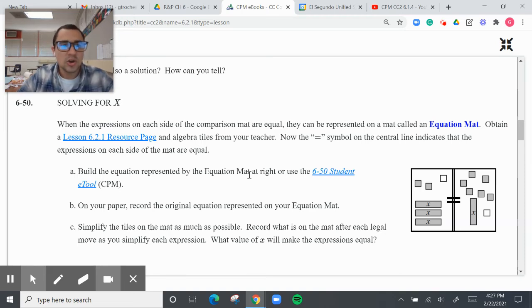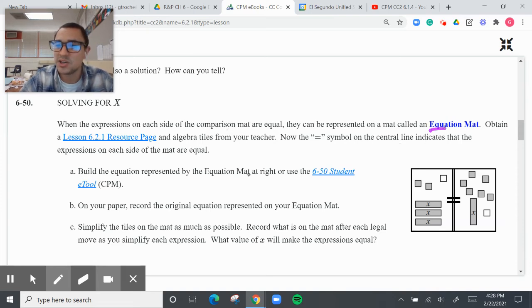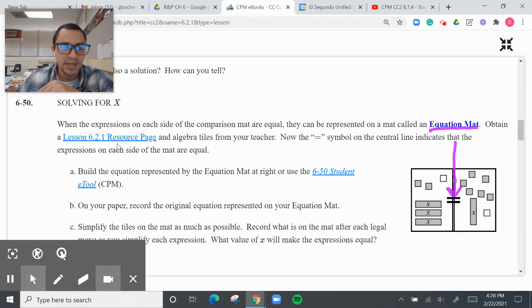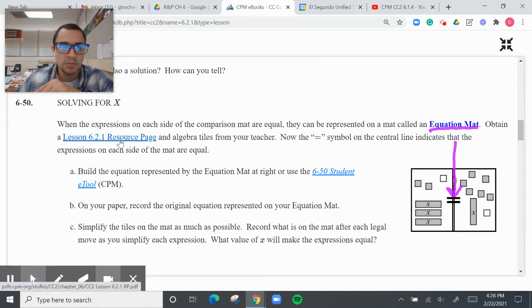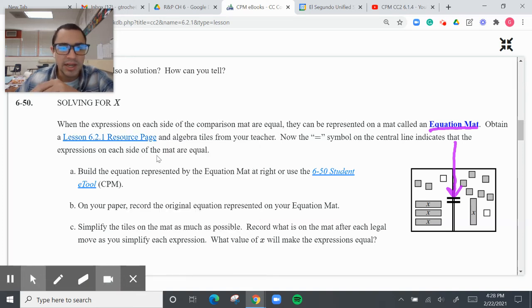All right, when the expressions on each side of the comparison mat are equal, they can be represented as an equation mat. So here's our equation mat right there. You can look at the resource page on the card or also on the lesson here. And now it has an equal sign between both sides. So if you were to click on the expression mat as such, it would pop up. Let me see if I can just, I don't think it's going to record it, so I'm just going to wait it out.